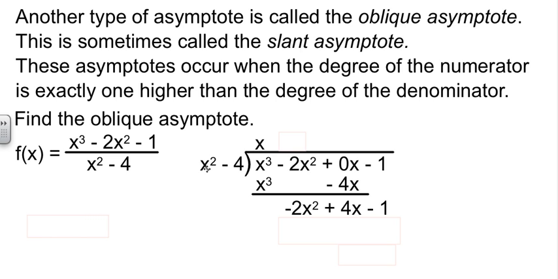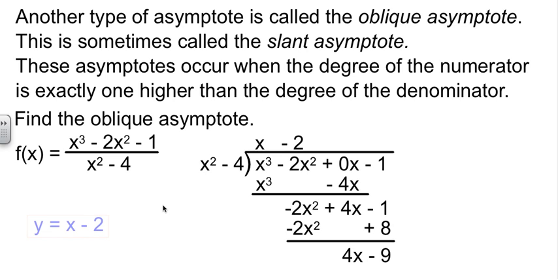Okay. X squared goes into negative 2x squared, negative 2 times. Negative 2 times x squared, negative 2x squared, plus 8. And then when we subtract, we get a remainder here. We don't really care about the remainder. The oblique asymptote is the answer that we got from dividing.